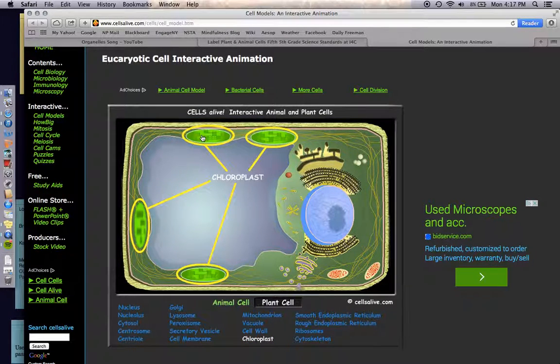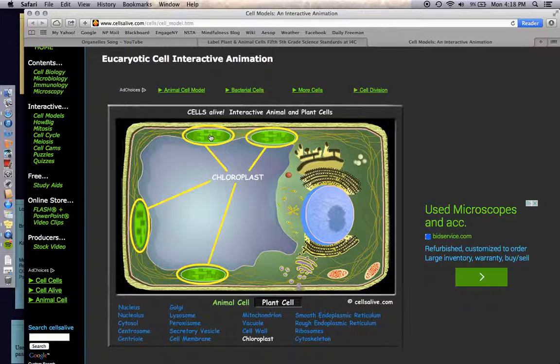Now, if you look here, these are the chloroplasts in this plant cell. There are four. Chloroplasts are only found in plant cells. They contain chlorophyll, which is responsible for the plant's green color, and they also help the plant absorb energy from the sunlight.